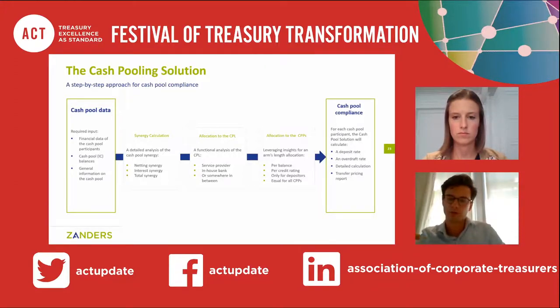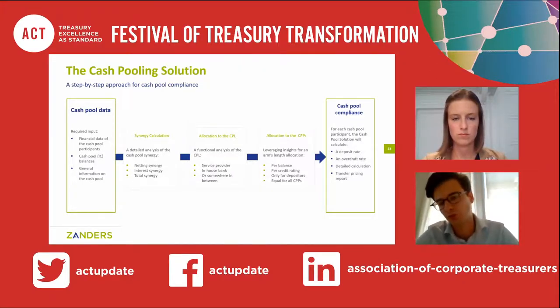Then we see a percentage is allocated towards the cash pool leader, and then the remainder is going to the different cash pool participants. And this is actually a gray area from a regulatory point of view. You see that it should be relative to the contribution to the pool, but that can be quantified in different ways. You can do it relative to their position or their balance in the pool, or to their credit rating, for example, or if that's all the same, equally for all participants.